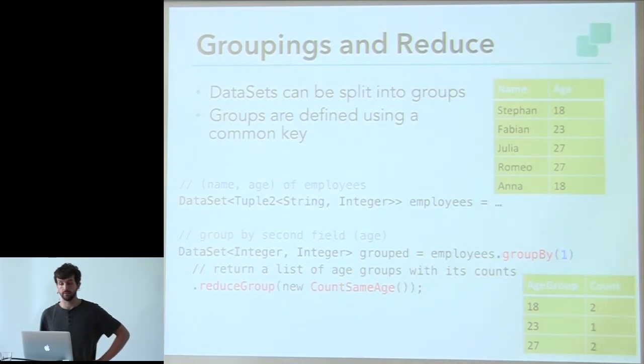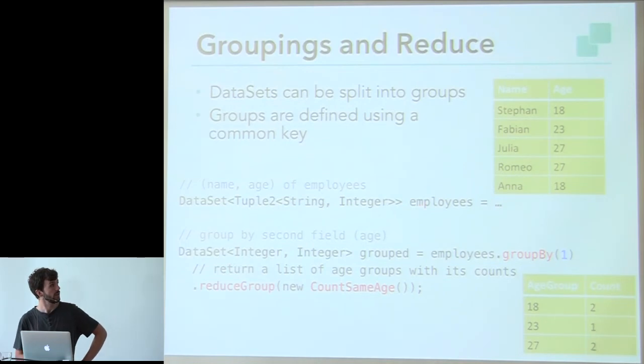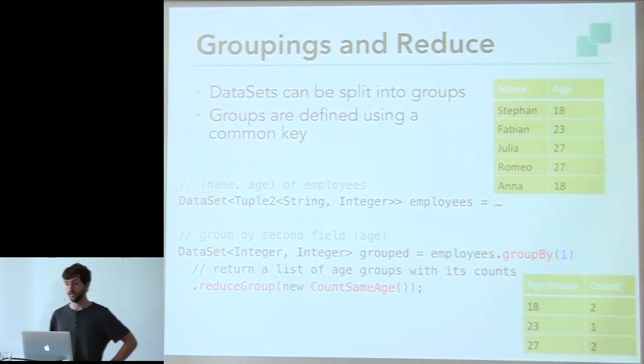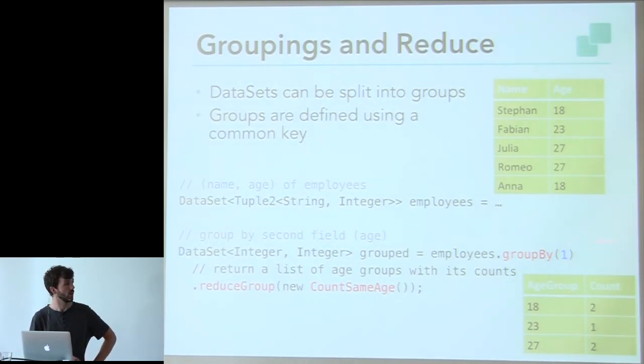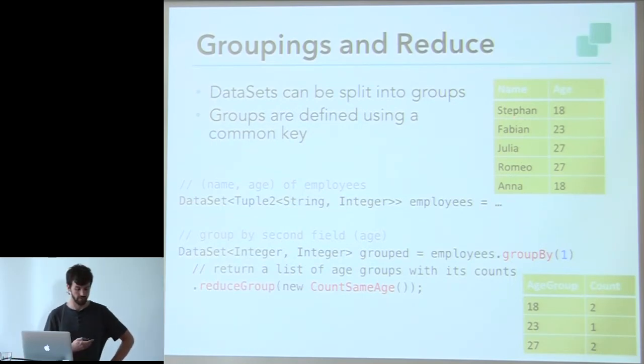Then we have groupings. Sometimes, a lot of times, we want to split, like in a word count example, our data set into groups based on identical keys. So if we, for example, have as input a table of names and ages of persons, you could group on the age, if you want to know how many people are contained in an age group, and then reduce these groups by summing up all the counts of the people that are in the same group. So you would see that it's obvious that there are 2 people who are 18 years old, and so on.